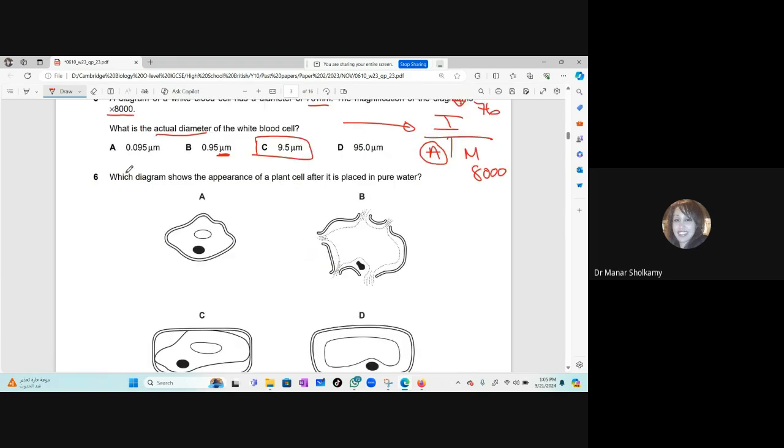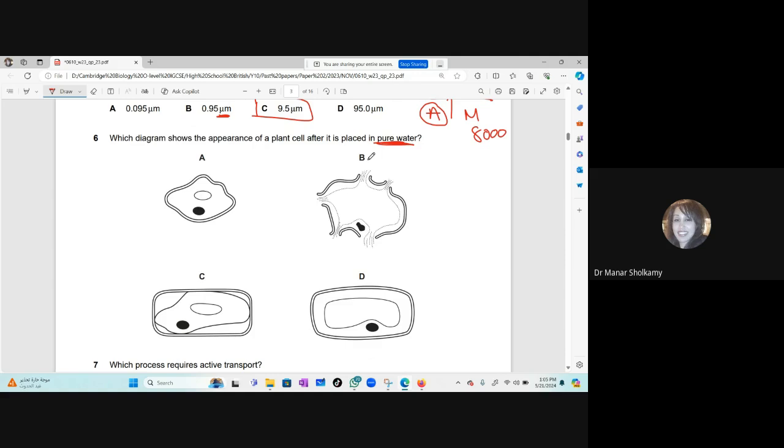Okay. Six. Which diagram shows the appearance of a plant cell after it has been placed in pure water? A, B, C, or D? D. Of course not C. Come on. Who said C? D. Yes, it's D. Okay, maybe I did not hear you. Of course it's D, because this is a turgid cell, a cell with the cell membrane pushed against the cell wall, and the vacuole here is not shrinking.